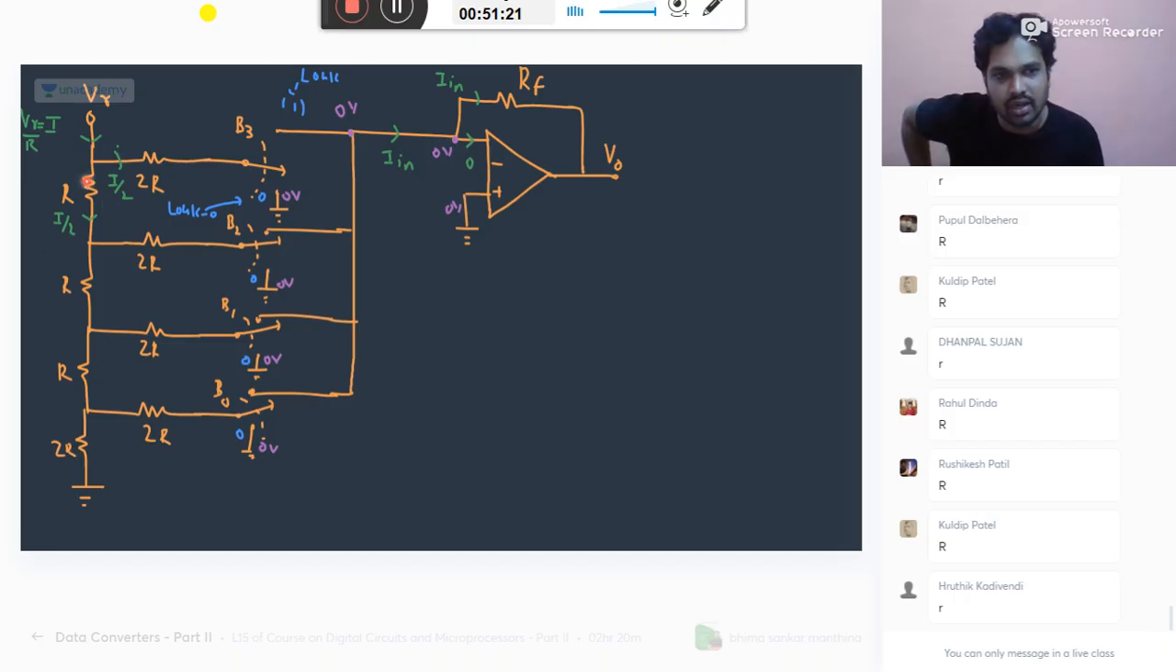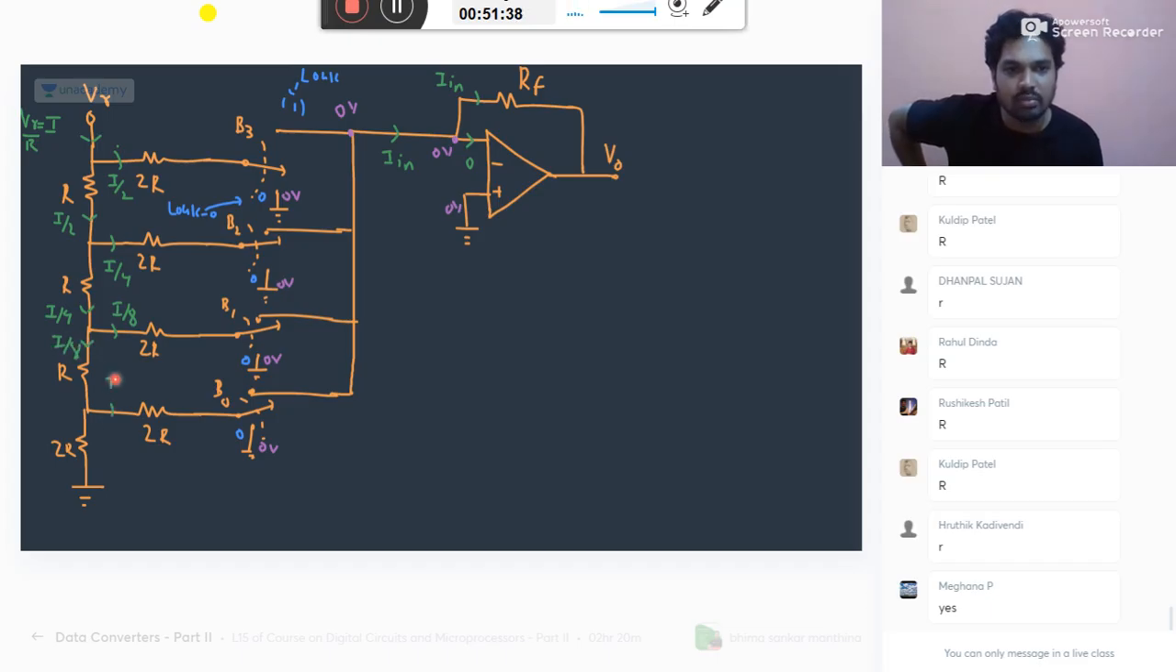If I by 2 comes, the current divides into I by 4, I by 4. Why is it dividing equally? Because this total resistance and this resistance are the same. Again I by 4 comes, and this will divide into I by 8, I by 8. And this will divide into I by 16 and I by 16. That's all. So this is how the current gets divided.